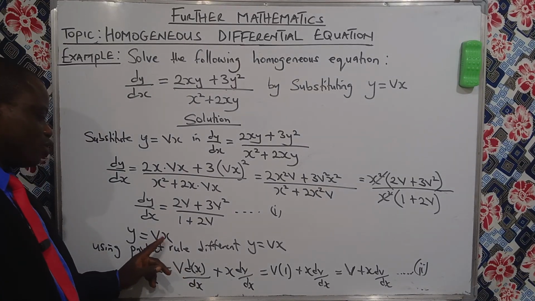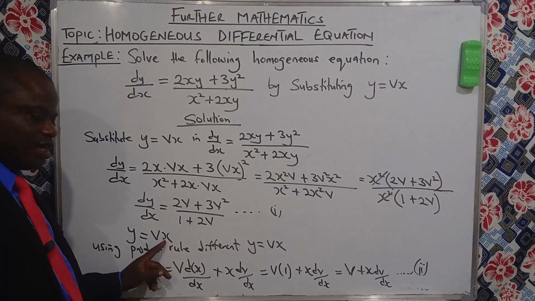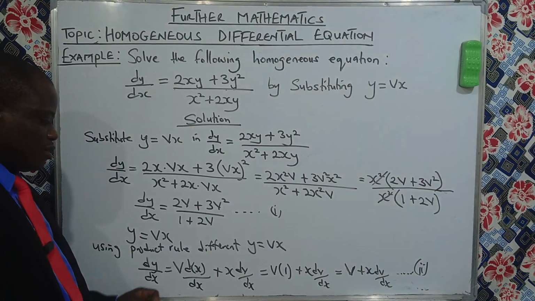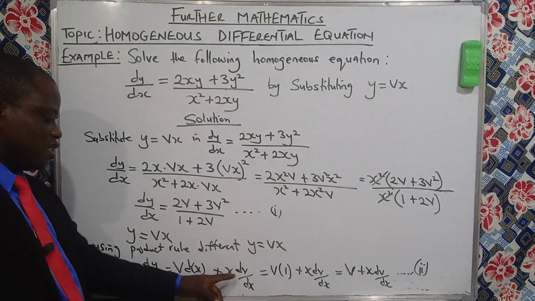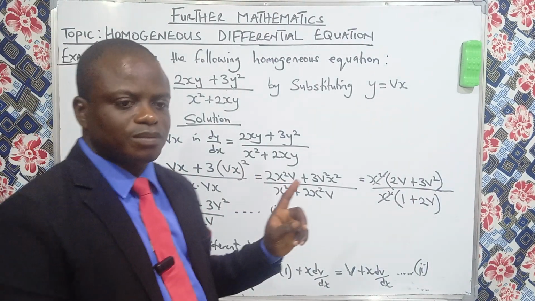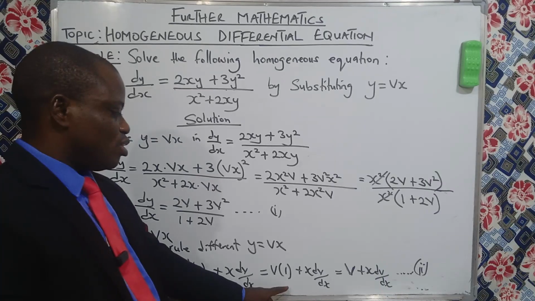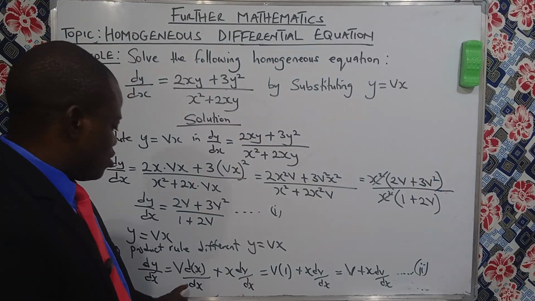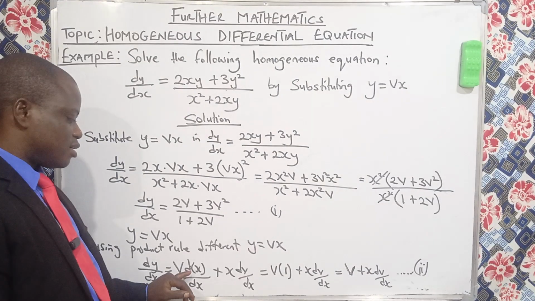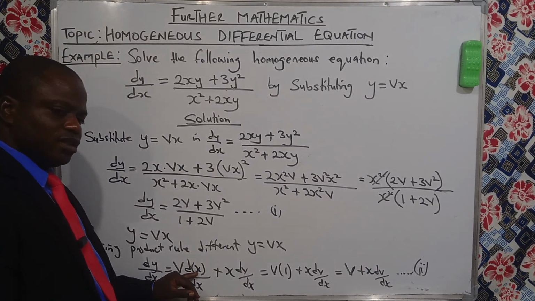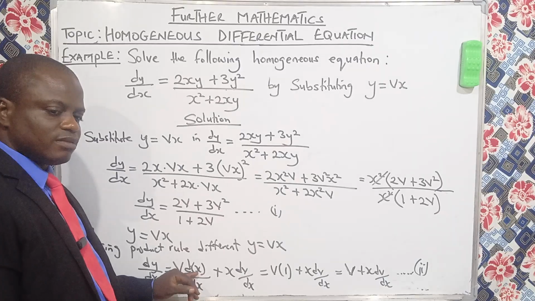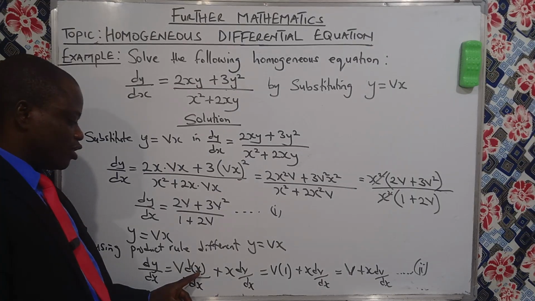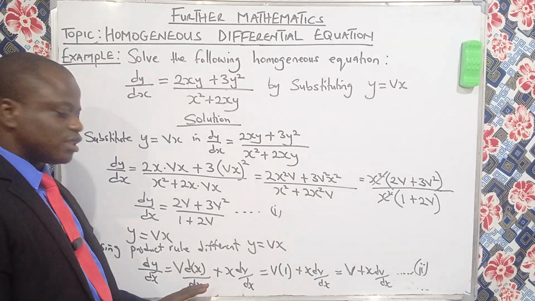This v is a function of x. x is independent, while v is dependent. Okay? Dependent, there's no guarantee that dv over dx is equal to 1, because v will change at any rate with respect to x. But x itself has a fixed rate. That's why when you differentiate x, it will be 1.